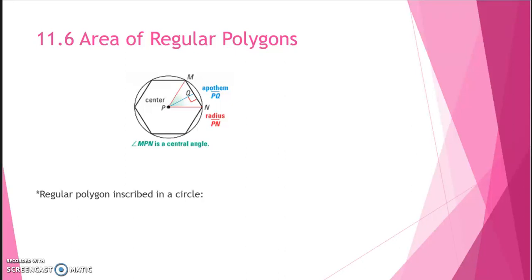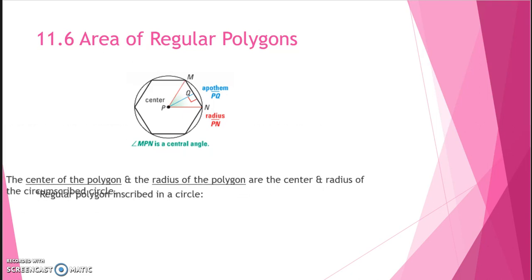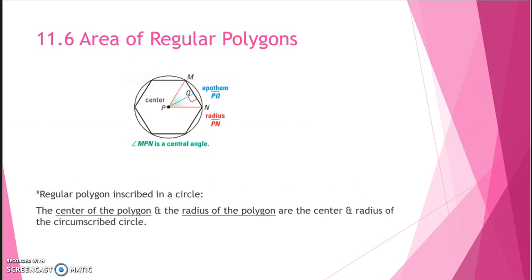The last type of shape that we have to talk about how to find the area of is a regular polygon. This is going to be a little bit of a shorter section as well. So the first thing we have to talk about is that regular polygons can be inscribed inside of circles, and we'll see it as we go through the last two sections in this chapter. But the center of the polygon and the radius of the polygon are the same as the radius and center of the circle.